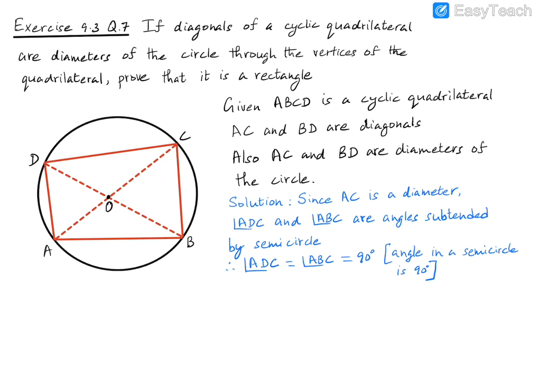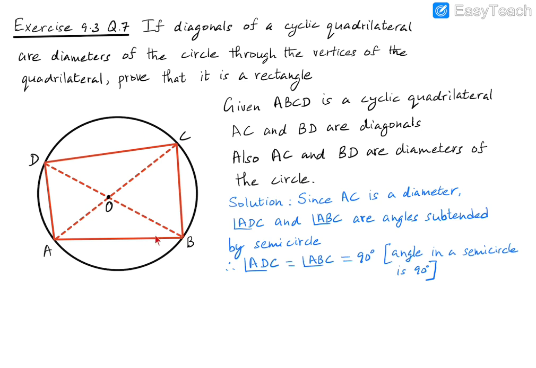And we are also given that the diagonals of this quadrilateral are diameters of the circle. So we have the diagonal AC and the diagonal BD, and these are given to be the diameters of the circle. That means AC is passing through the center of the circle. Diameter is the line which passes through the center of the circle, right? So we have AC as the diagonal of the quadrilateral and also as the diameter of the circle. Similarly, BD is a diagonal of the quadrilateral and also a diameter of the circle. Okay, so this is what we have now.